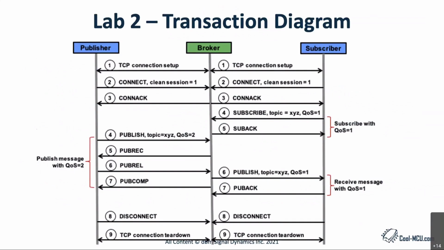In Lab 2, we introduce both a publisher and a subscriber client. The publisher client publishes messages to a topic using a QoS2 delivery assurance level, while the subscriber client subscribes to receive messages from that topic using a QoS1 delivery assurance level. We will simulate this transaction diagram using two instances of MQTT.fx and capture these packets in Wireshark.